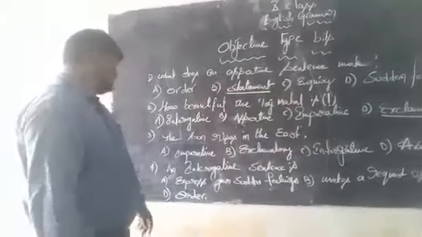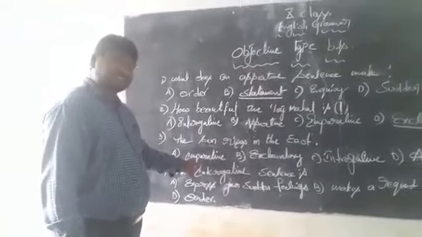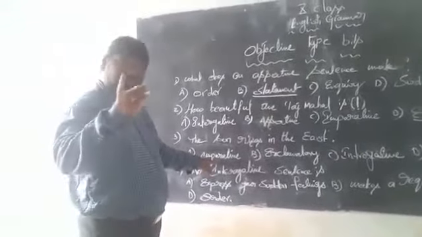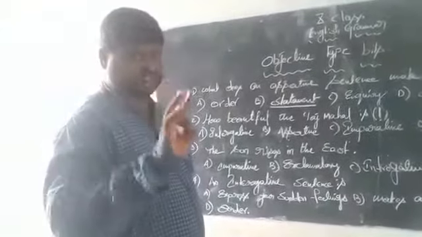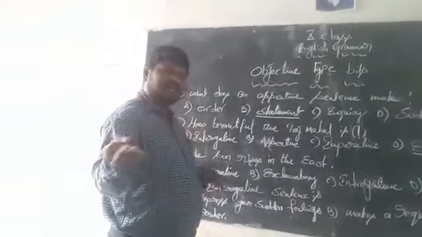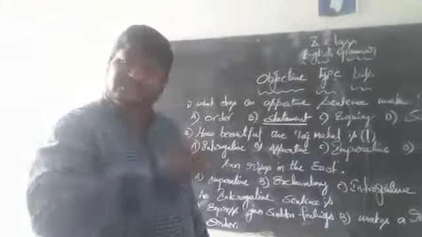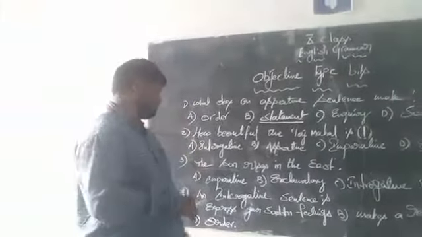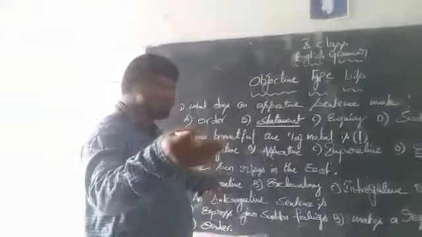Now, the options here. The first option, imperative sentence. Don't forget: order, command, advice, and request are imperative. It starts with V1 and ends with a full stop. In an imperative sentence, there is no subject. That's why it starts with the V1 word and ends with a full stop.